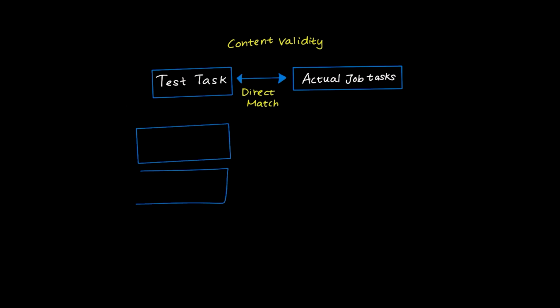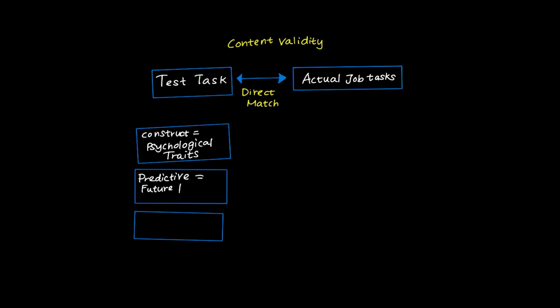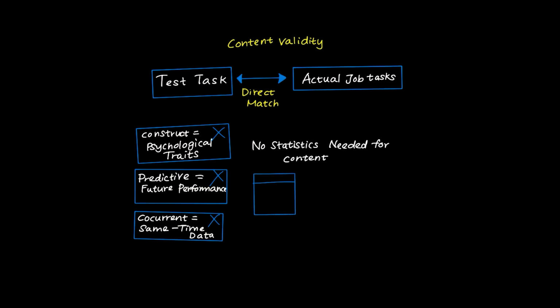Construct validity measures psychological traits. Predictive and concurrent validity are types of criterion validity. They correlate scores with performance data. Content validity doesn't need statistical proof. It needs expert assessment that the test content matches job requirements. If the test tasks look like real job tasks, that's content validity.